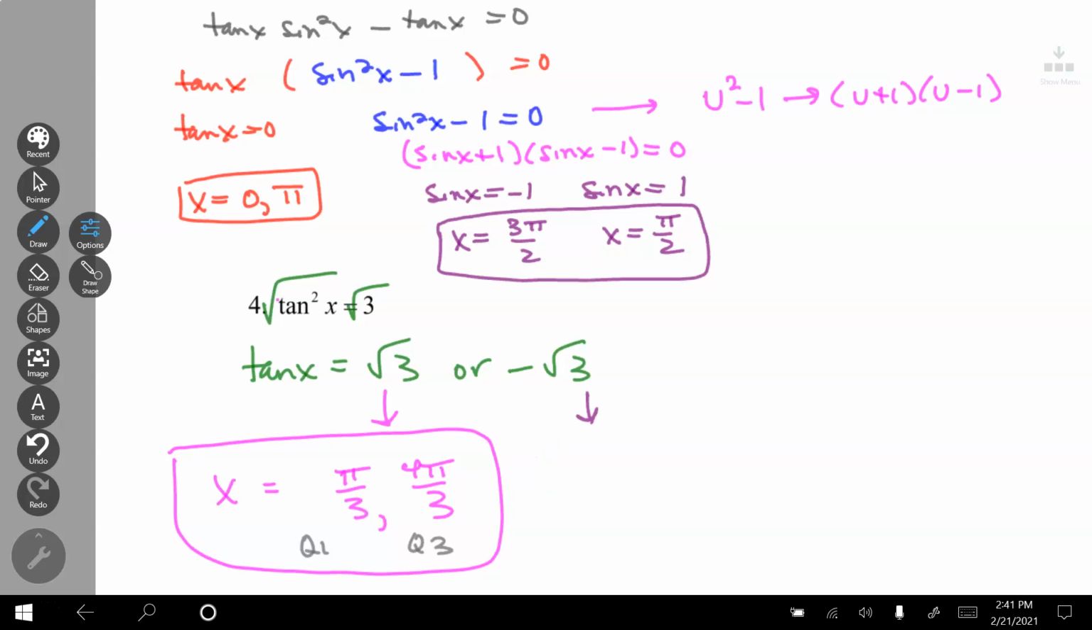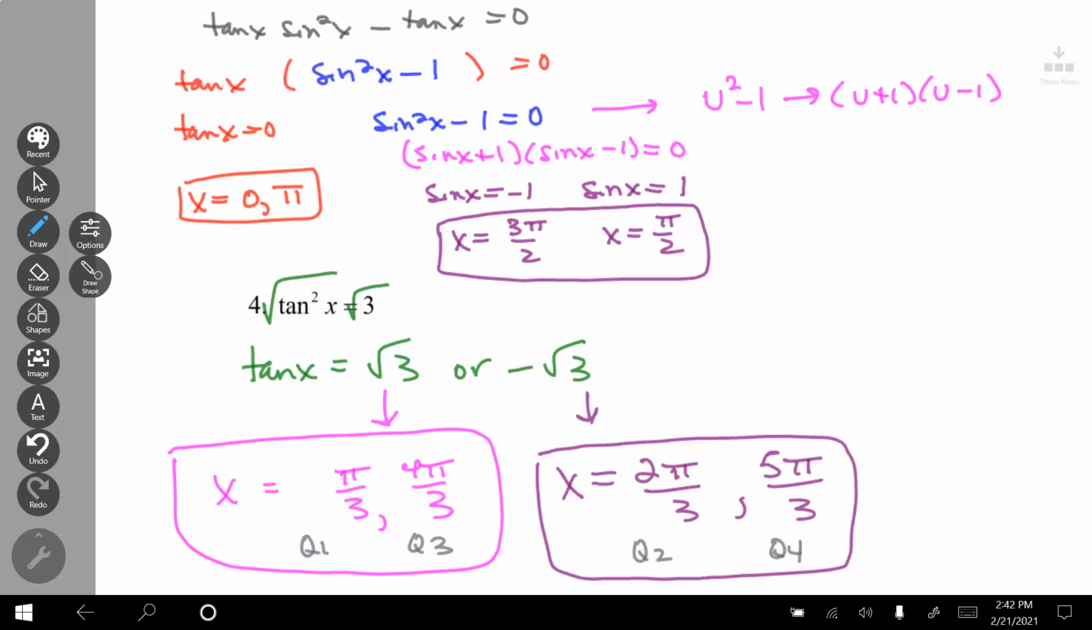And then for this one, when does tangent of x equal negative radical 3? Well, guess what? They're going to have the same denominators because radical 3, whether it's positive or negative, has the same denominators. I'm just going to write out pi's over 3's, and let's see. Pretty sure it better be quadrant 2 and quadrant 4 is when tangent is negative, so that's 2 pi over 3 and 5 pi over 3. Or solutions.